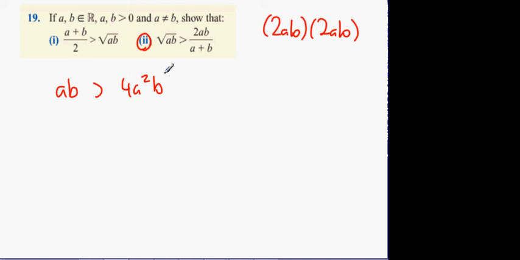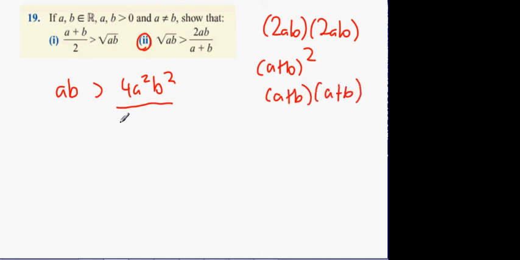Square root of ab. Once again, square both sides. Square root ab turns into ab. The top turns into 2ab multiplied by 2ab, which is 4a squared b squared. On the bottom, it's going to be a plus b squared, which is a plus b multiplied by a plus b. And we all know by now that's going to be a squared plus 2ab plus b squared. Now, this is guaranteed to be positive, isn't it? Okay, so we're going to cross multiply that up.